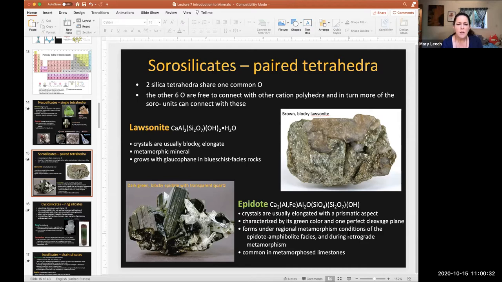Epidote shows up a lot as what's called an accessory mineral. It means it's a very small percentage of the whole rock. So 1% maybe, or 2% at most. It occurs in granitic rocks, like granites that you find in the Sierra Nevada. You might see a green speck here and there, a pale green speck. Those are epidotes.